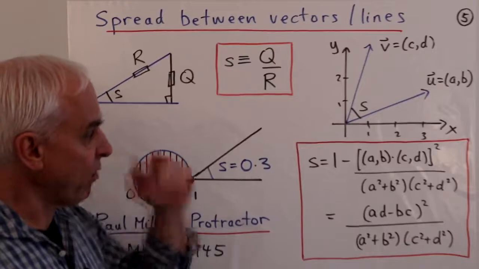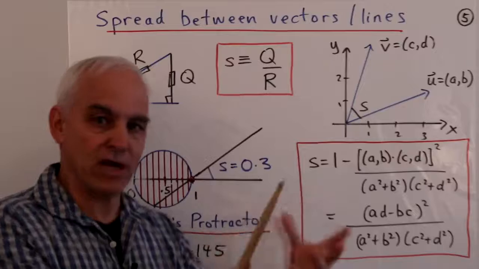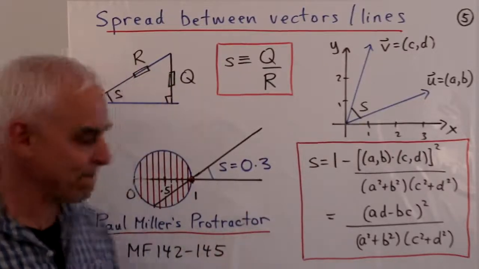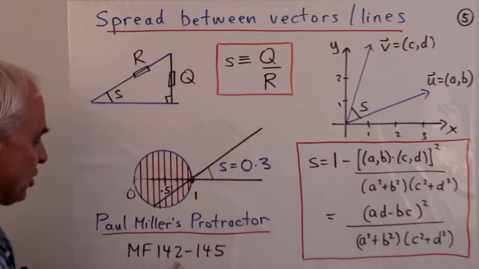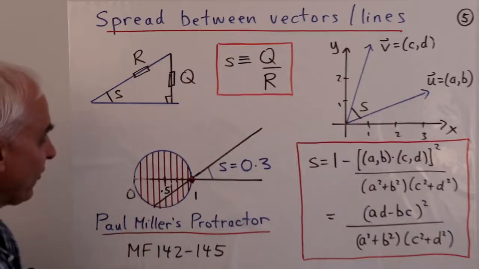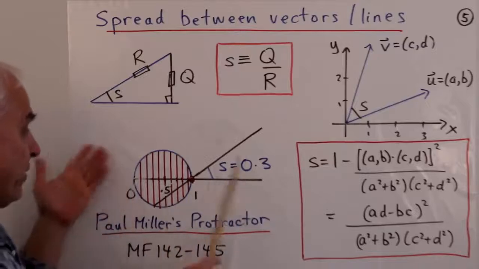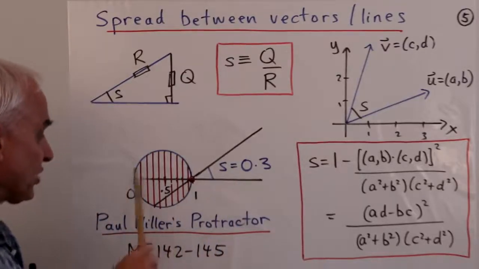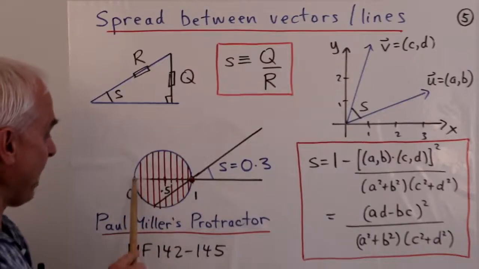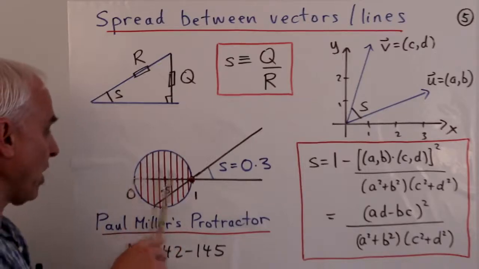And if we want to have some practical device that allows us to read off what a spread is, well, we can use Paul Miller's protractor, which I've discussed in Math Foundations 142 to 145. A very beautiful little device that was discovered by a viewer, Paul Miller. And here's a way we can frame that. It uses a circle. Okay, so here's a circle, and here's a diameter of that circle, and the diameter is labeled just linearly with entries 0 up to 1.